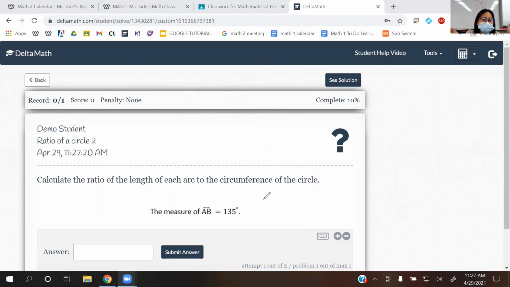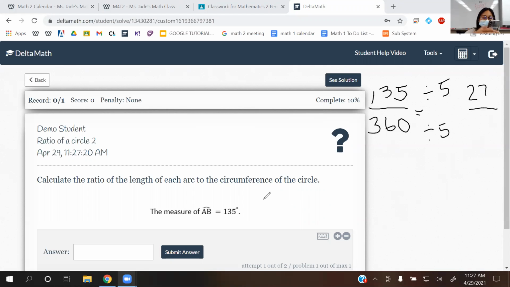Okay, so it's literally the same process. We have 135 degrees as the measure of the arc. We're going to divide it by the total amount of degrees in an entire circle, which is 360. Okay, and then we just need to simplify this. So I can see that both the top and bottom are divisible by 5. So I'm going to try dividing by 5 first. And then 135 divided by 5 gives me 27. 360 divided by 5 gives me 72.